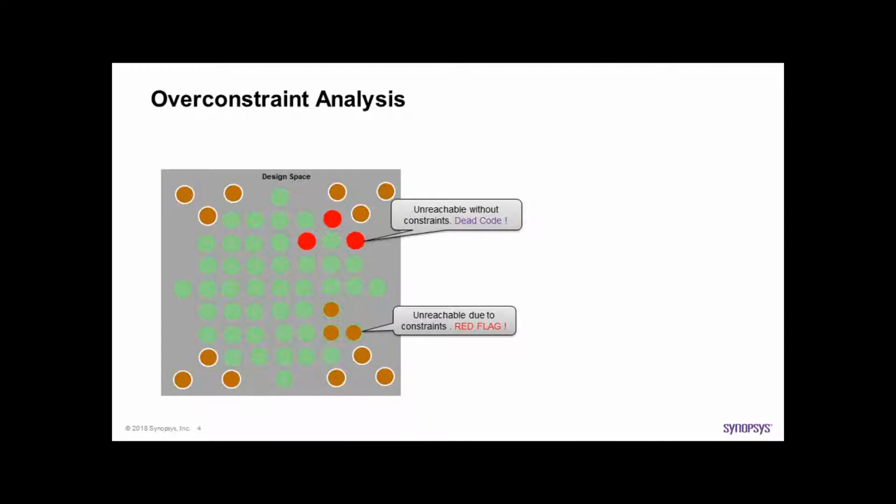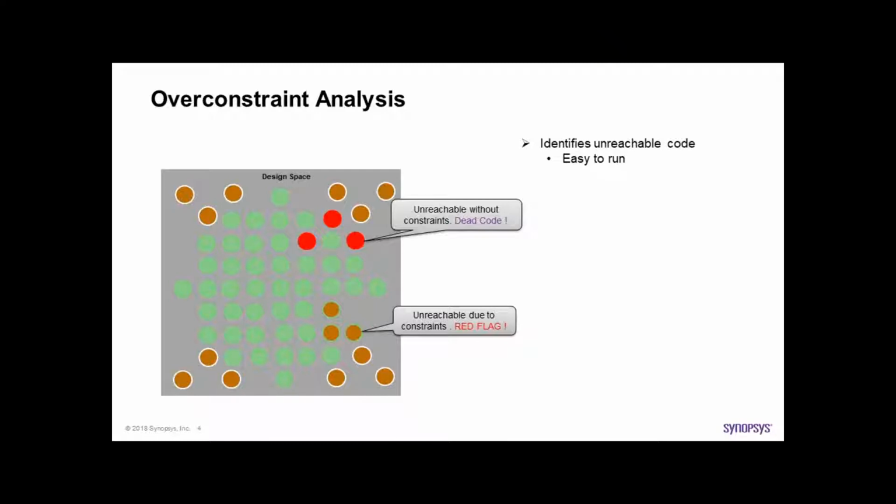Without any constraints in the design, anything that the tool proves to me is unreachable is dead code. It just can't be reached in the design. With constraints, however, the difference between these two is logic which is unreachable because of constraints that I added. You can actually tell whether or not an over-constraint is present in your design by identifying whether you're stopping certain pieces of logic being hit as a result of those constraints.